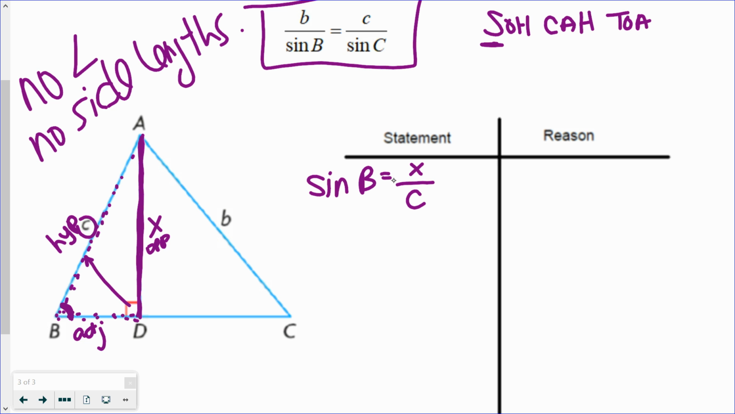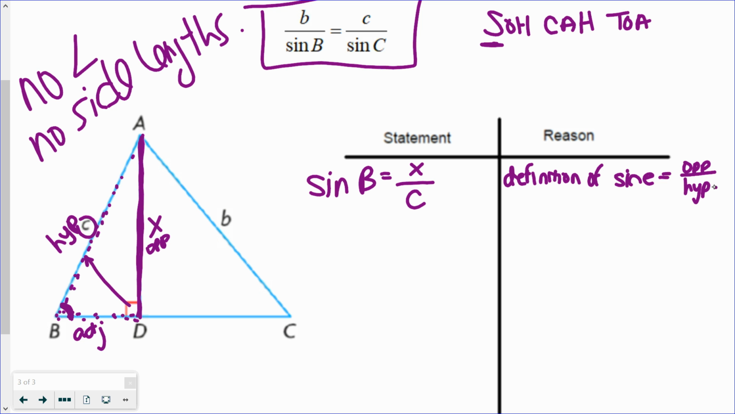So my reason or my justification or my proof is our definition of sine equals the opposite side divided by the hypotenuse.